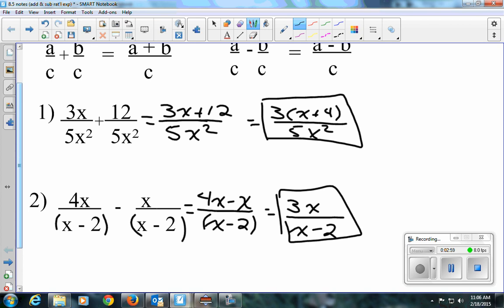So that's not too bad. Always just double check to make sure you can't simplify it. You can start with a common denominator. Should be pretty straightforward. We have a few of those. So questions there? Okay.